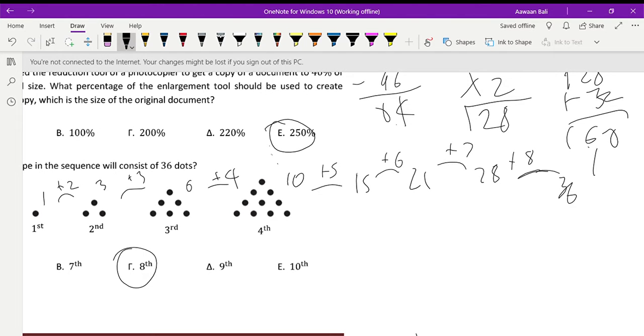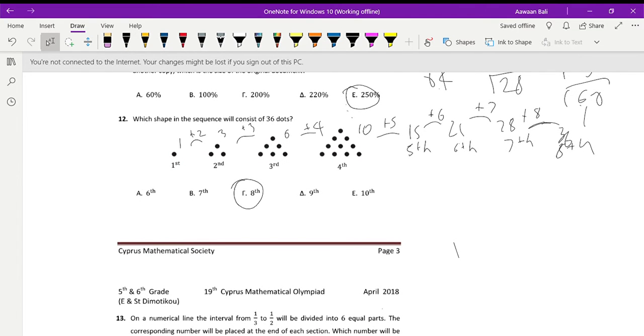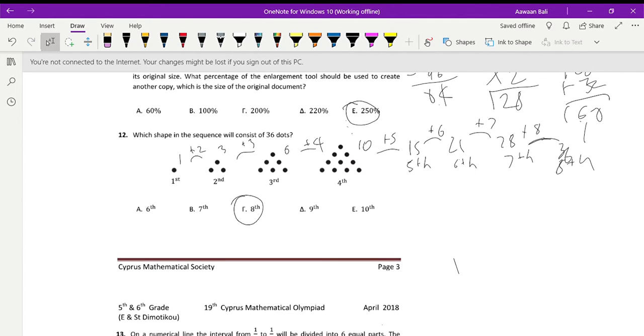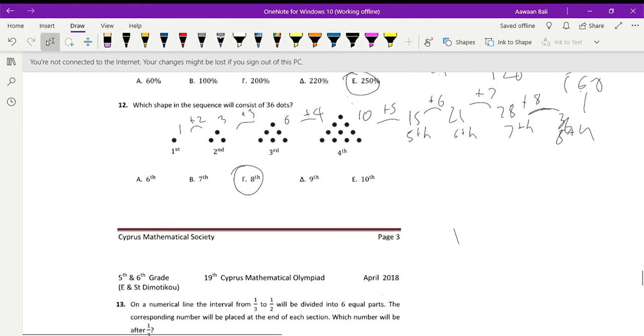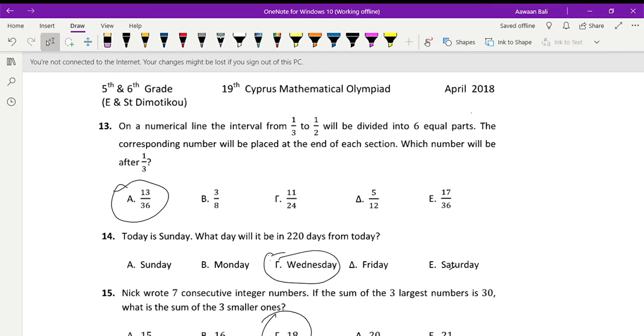And that's 5th, 6th, 7th, 8th. So therefore the answer is gamma, the 8th one. If you know the formula, you can message it down in the comments below, but here's the answer. If you can't find the formula, it's gamma, the 8th. And you can just do it directly by adding the rest of the differences, or the spaces between them.